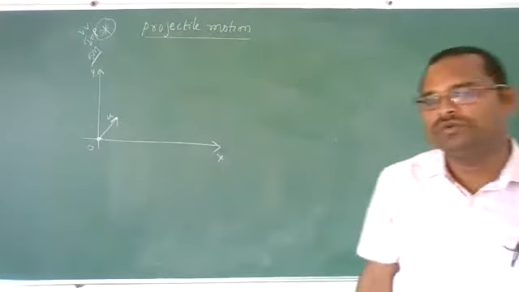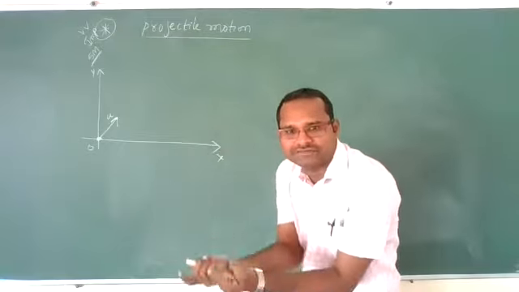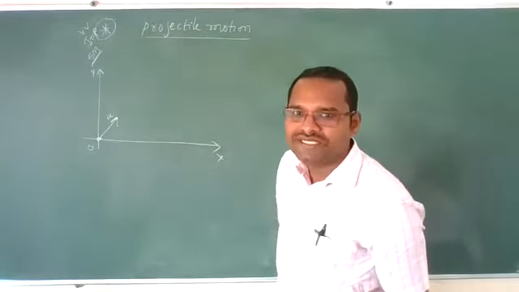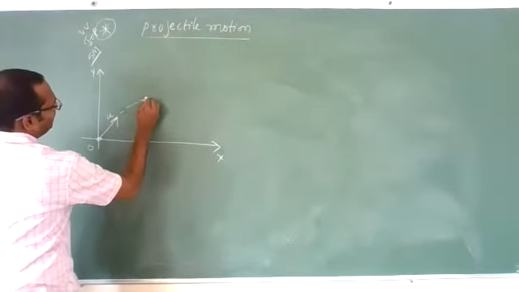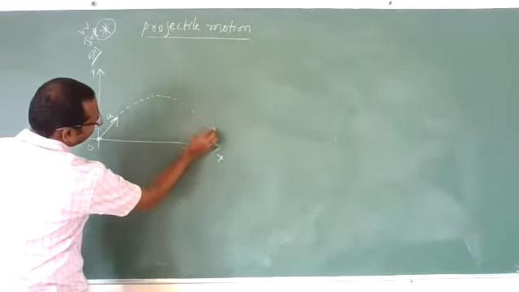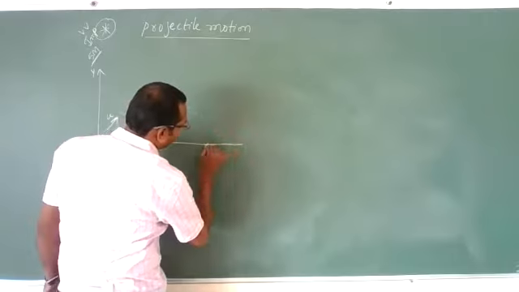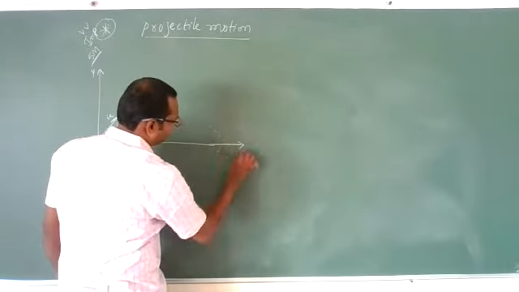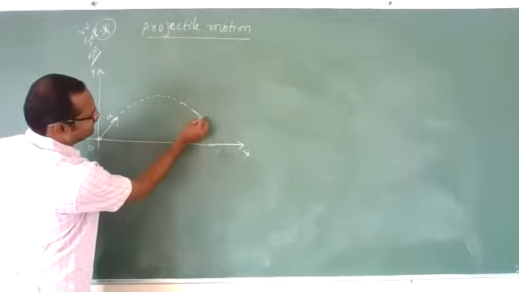How will it move? Because acceleration due to gravity is acting on the ball in the downward direction. Yes or no? Due to that reason, it will move up like this. After reaching the maximum height, it will come down again. It will hit the ground at some point. Yes, it will travel like this.